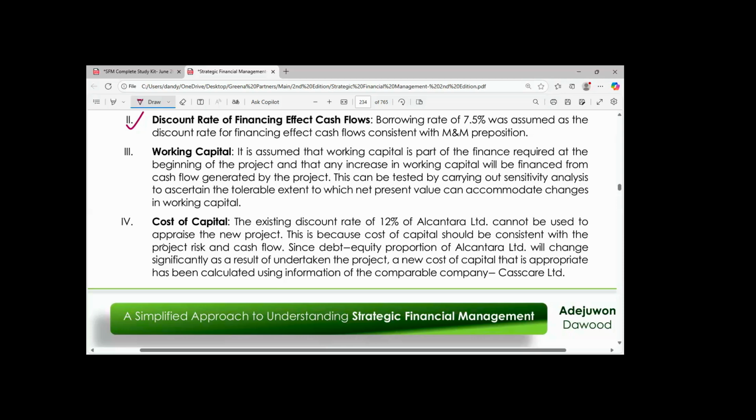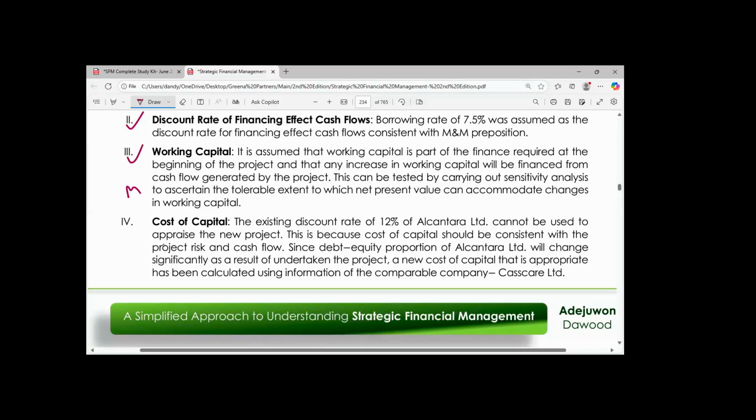So that's what I'm trying to explain here, that it is assumed that working capital is part of the finance required at the beginning of the project, and that any increase in working capital will be financed from the cash flow generated by the project. Any cash flow generated by the project will be used after year one. Any working capital incurred will be financed with the cash flow generated by the project, which is consistent with what I explained to you earlier today. Now, not only that, this can be tested. Okay, so that's just an addition to that.